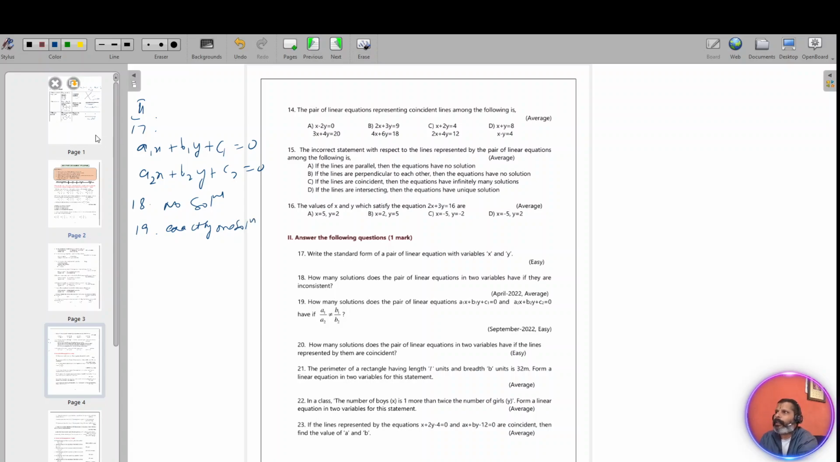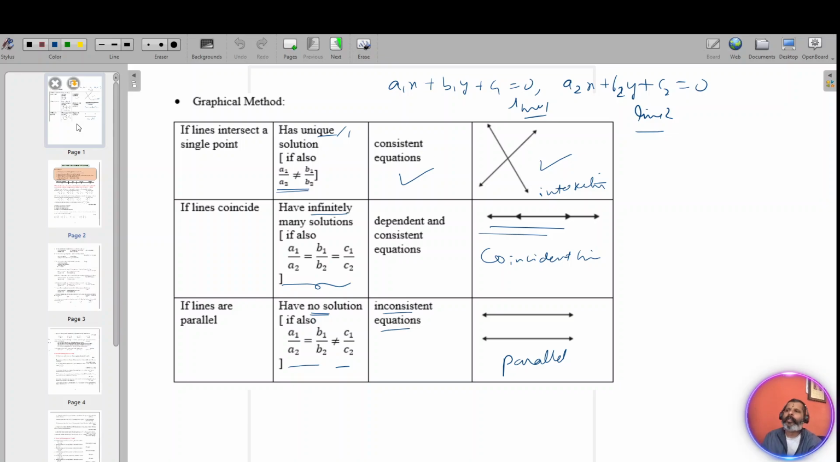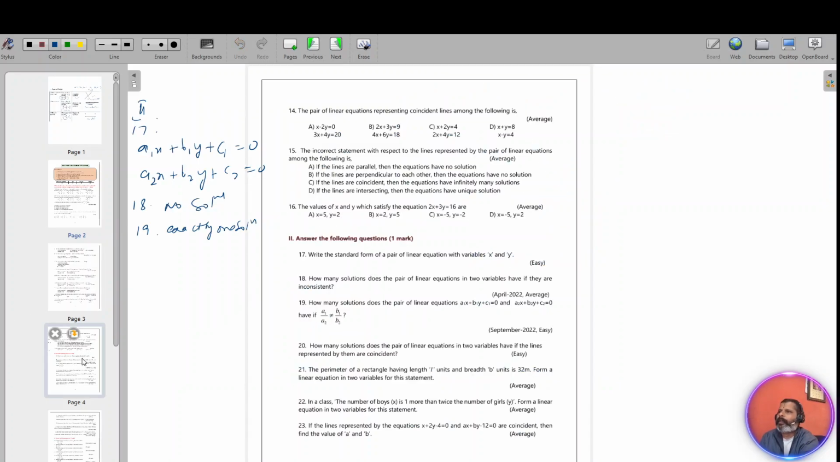Please remember this table, very important. They just gave this one, right? See this. If the pair of linear equations are having this condition, means they will have unique solution or exactly one solution or intersecting lines. Anything can be asked as a question here.